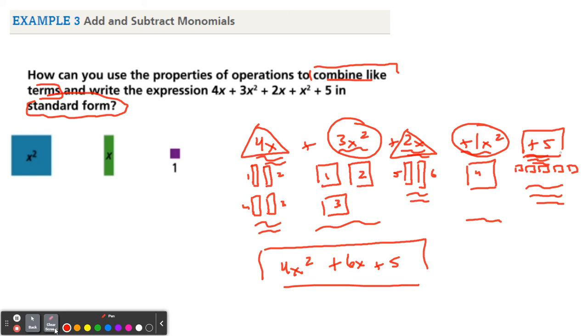All right, so this is the end of the first video. We'll get into the addition and subtraction of polynomials in video number 2.